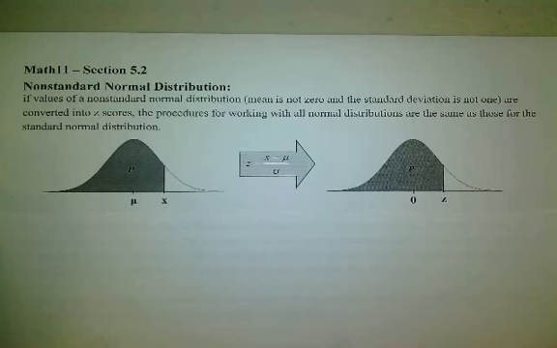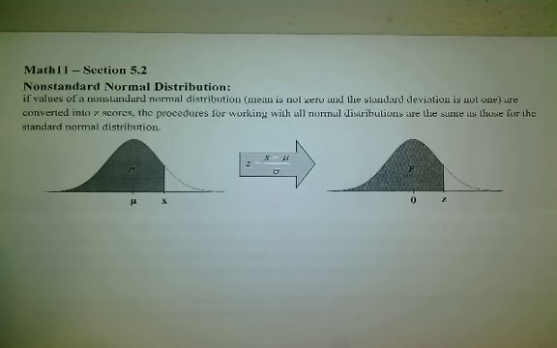In section 2, we look at non-standard normal distributions. And the idea is if it is a normal distribution, but it does not have a mean of 0 and a standard deviation of 1, we can find the z-scores of all the values in that distribution and basically turn it into a standard normal distribution. In other words, there is a one-to-one correspondence between the two.